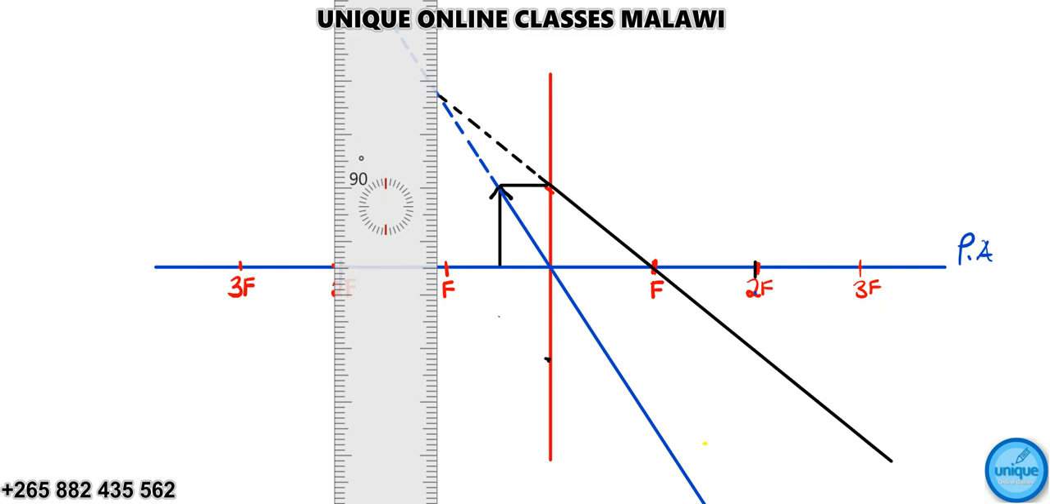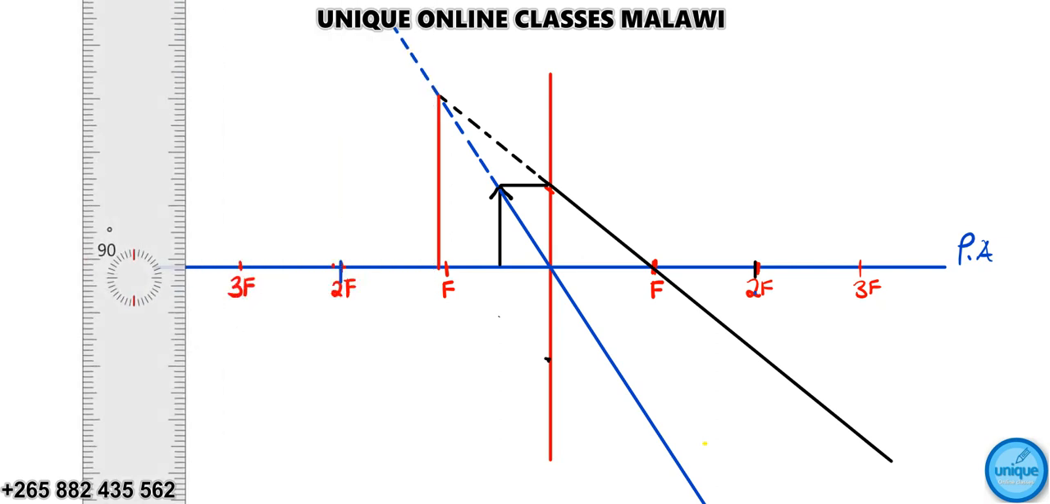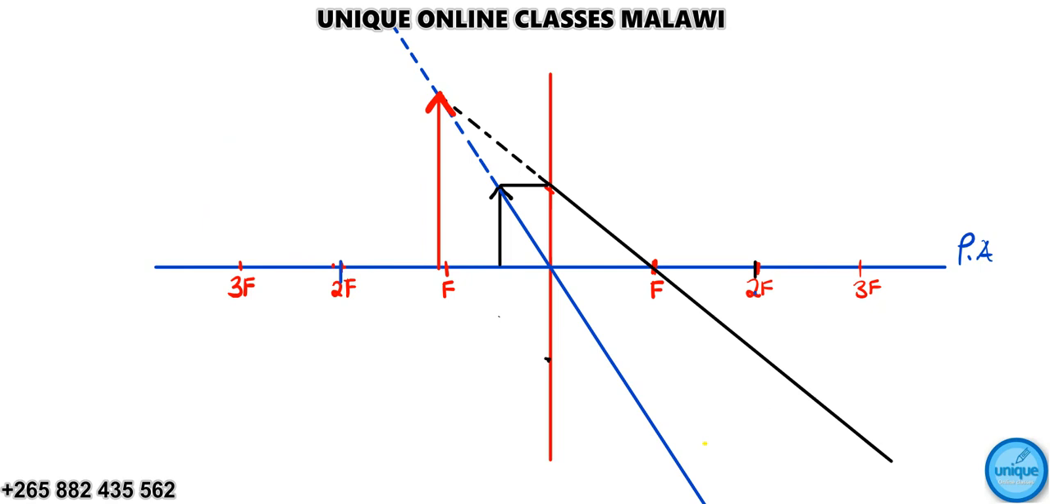So I think I should take another color, red. We have something like this. This is our image. You see? The conclusion here is, when an object is placed between F and the lens, the image is formed on the same side where we have our object, and that image is magnified. As you can see, this one is bigger than this one.